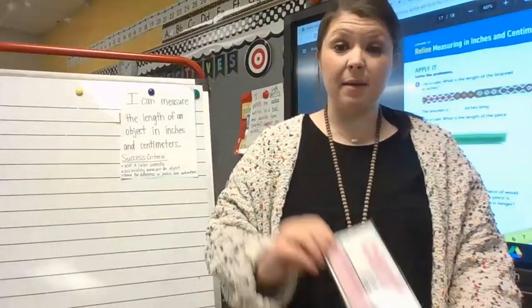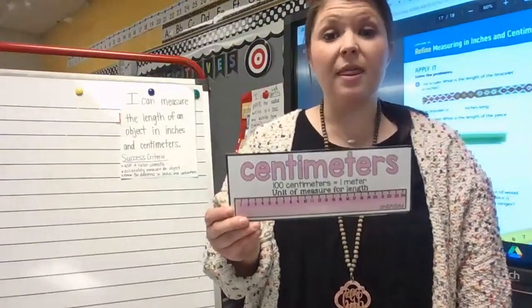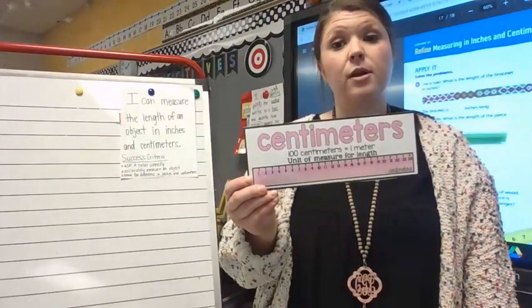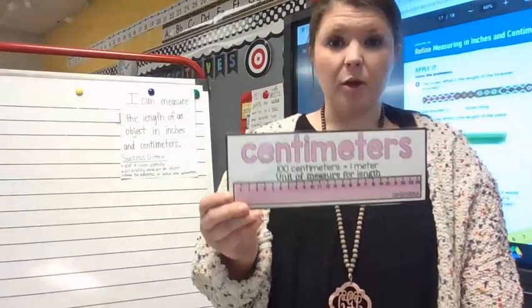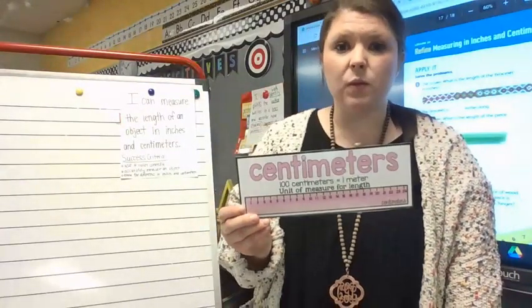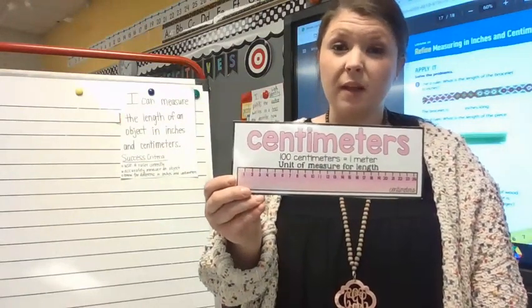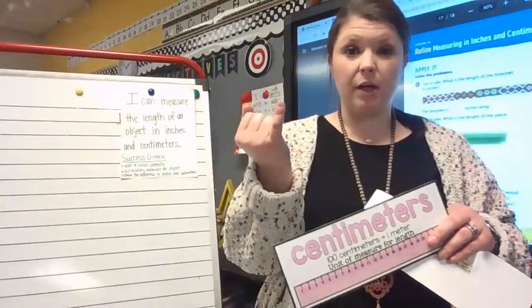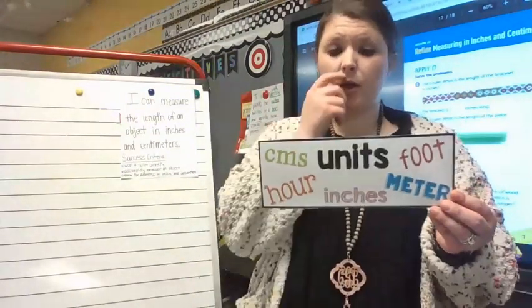And then we have centimeter. A centimeter is a smaller unit of measure than an inch. Centimeters are in the metric system, and inches are in the standard measuring system. Okay, we'll learn more about that next week. So a centimeter is a unit of length, and the width across your pinky finger is about 1 centimeter. And then we're going to talk about units.